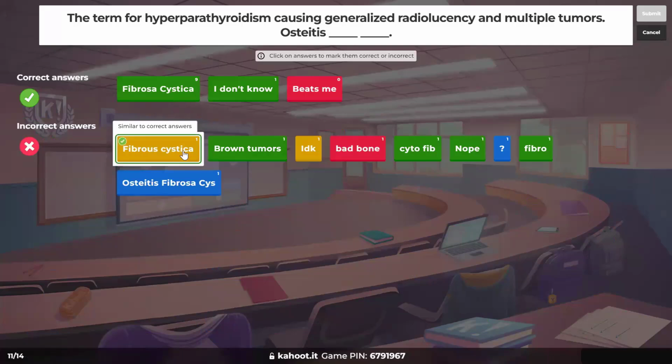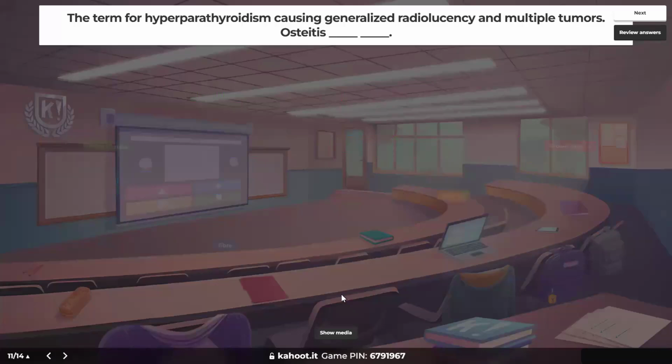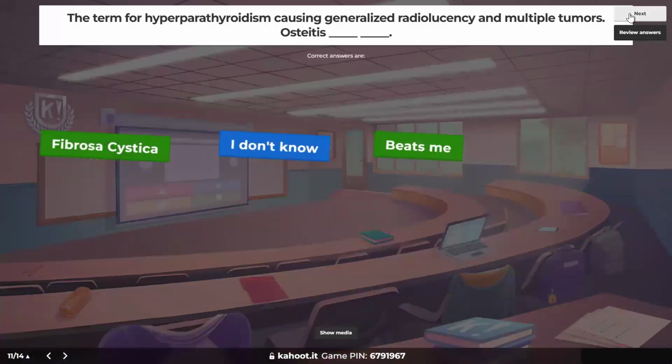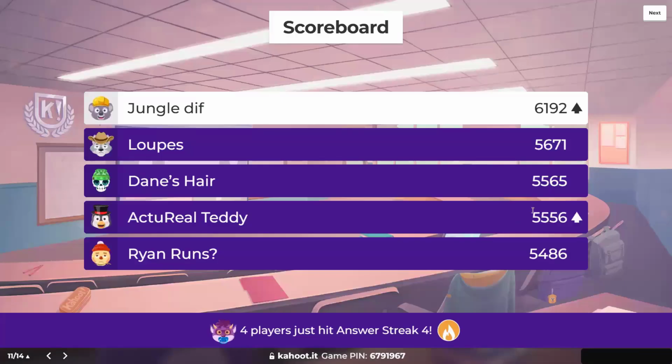Fibrosa, not fibrous. That was close. Yeah, brown tumors are the type of tumors that it has. Someone wanted to type out the whole osteitis, but I just wanted you to do those blanks. I was limited with how much space you could do this question with. There we go. Ooh, that helped out Jungle Diff. Are you the one that said, I don't know?